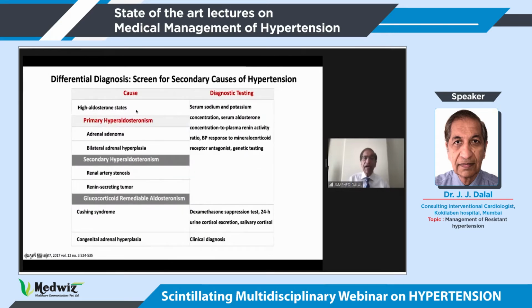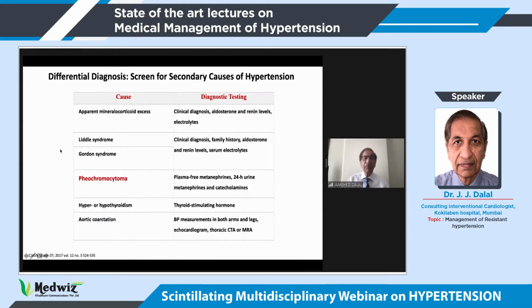Then, of course, we have to look at high aldosterone states. There may be primary aldosteronism, which may be an adrenal adenoma or bilateral adrenal hyperplasia. We need to investigate that by looking at the aldosterone-renin ratio. Then you have to look at secondary hyperaldosteronism, maybe from a secreting tumor. Renal artery stenosis can produce secondary hyperaldosteronism. And then, of course, you look at glucocorticoid metabolism, Cushing syndrome, and congenital adrenal hyperplasia. So these are some of the important secondary causes that we need to look at. Of course, we look at other things like Liddle syndrome, and pheochromocytoma, another thing which may be missed.